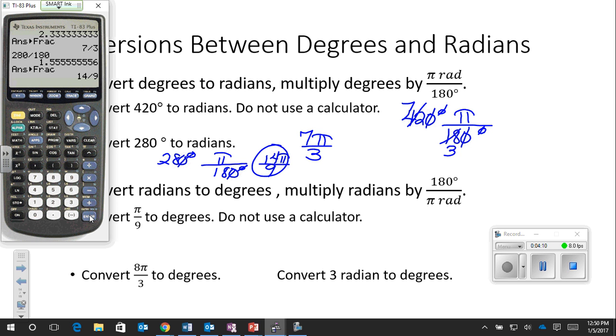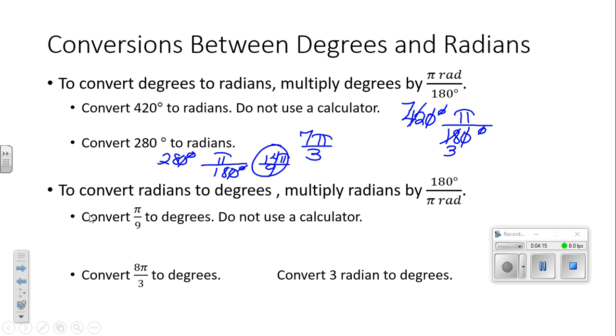Questions on that? All right, so then the next piece of this is to go the opposite way. We're going to convert from radians to degrees. So if something is pi over 9, and we want to convert it to degrees, we take our pi over 9, and we're going to want to cancel the pi, so the equivalent to pi is 180 degrees. So the pi's will cancel, and 180 divided by 9 is 20, so 20 is our answer. Yep. So we'll get 20 degrees.